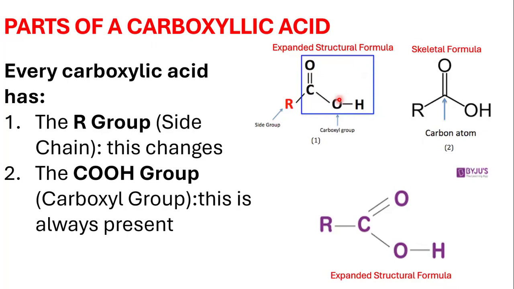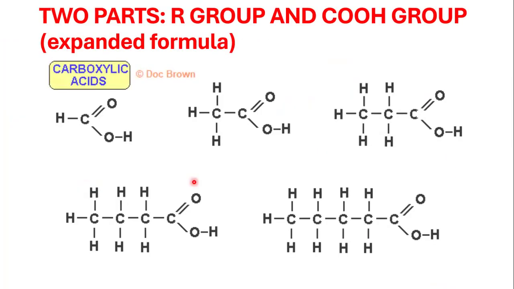So in this video, I am going to show you how to name both of these, the expanded structural formula and the skeletal formula. When you see them, how are you going to name them? But remember, whenever you see a carboxylic acid, look for the R group and also look for the carboxyl group, or the COOH group. So let's take a look at the expanded structural formula, and let's see if we can identify the R group and the carboxyl group.